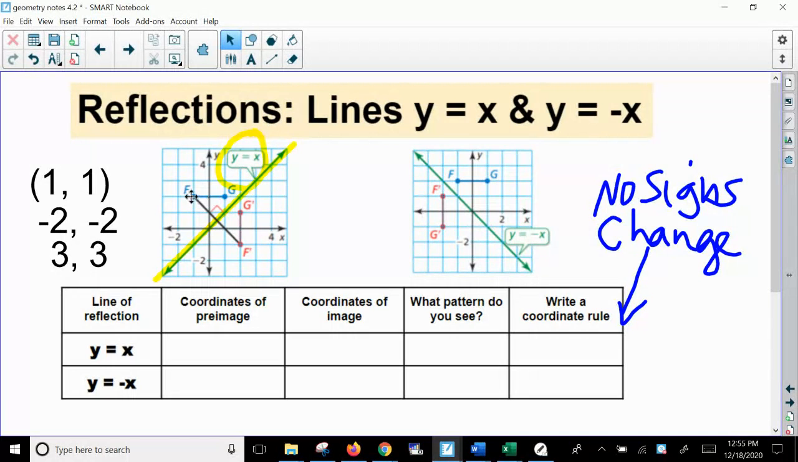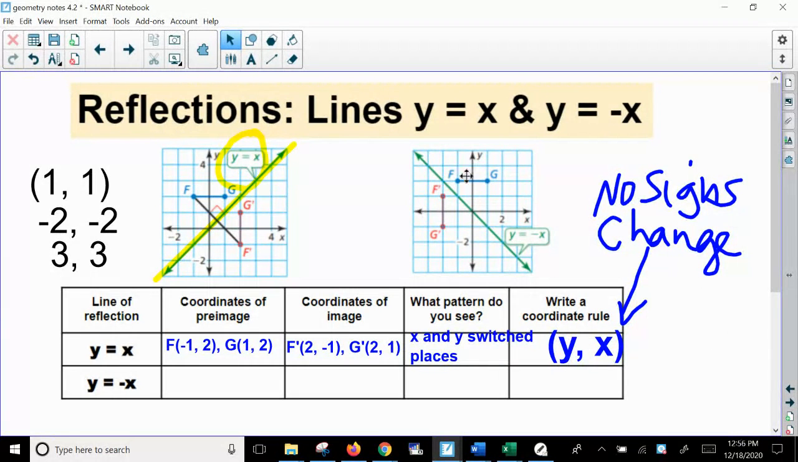So segment FG is our pre-image, the blue segment FG. Coordinates are shown. The image of segment FG is the red one, F prime, G prime. The pattern you should notice is that the coordinates switch places. They just flip-flop. They didn't change any signs, they just flip-flop. So the rule for reflecting over the line y equals positive x is (y, x). That means flip the numbers, do not change any signs.